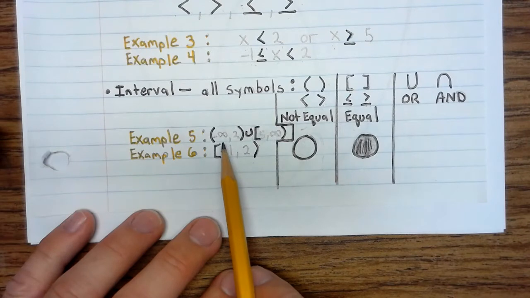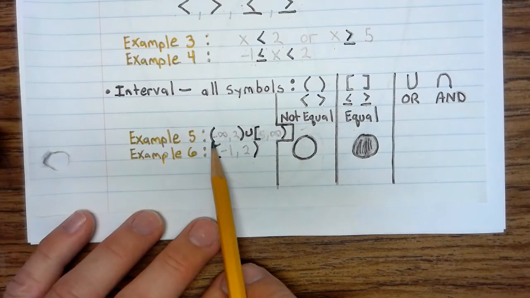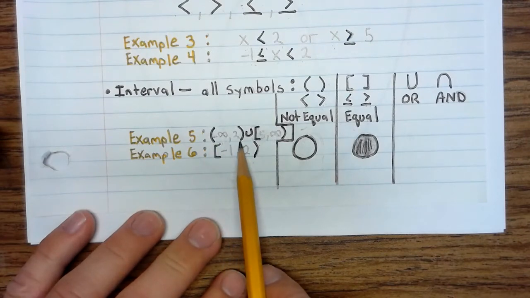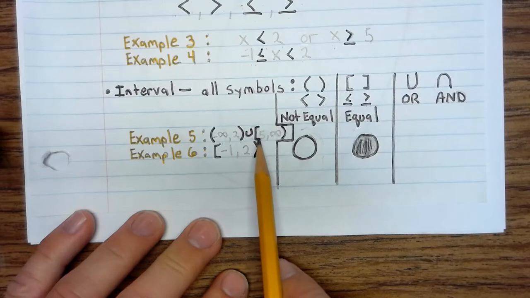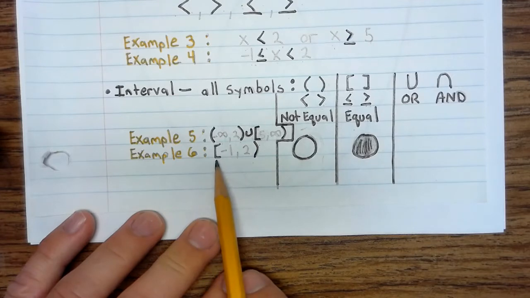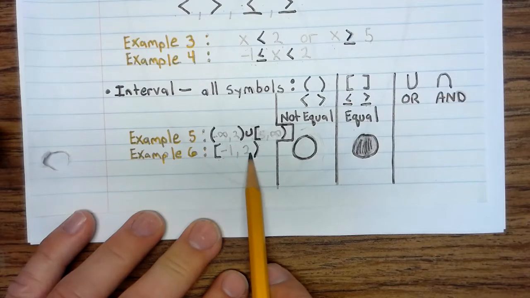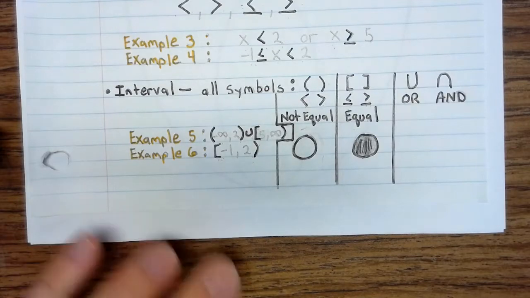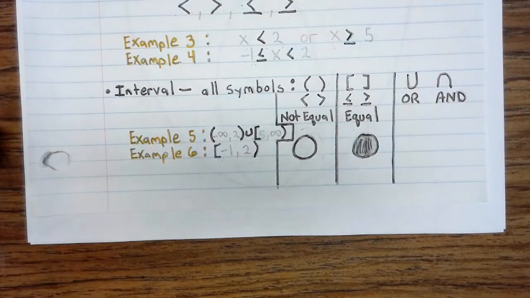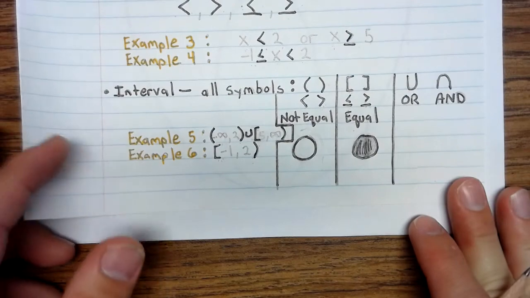So, example, this says from -infinity to 2, not including 2, or 5 to infinity, including or equal to 5. Okay. Example 6 says the numbers are between -1 and 2, but it could equal -1, but it cannot equal 2. All right, so if you would, finish up your notes. All right, now your notes are completed.